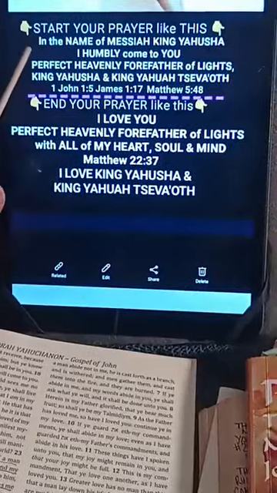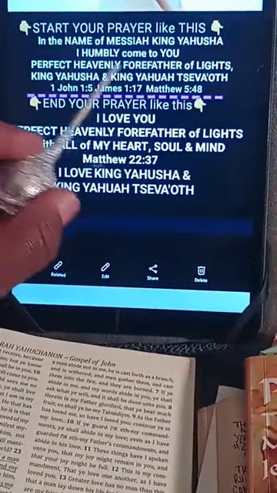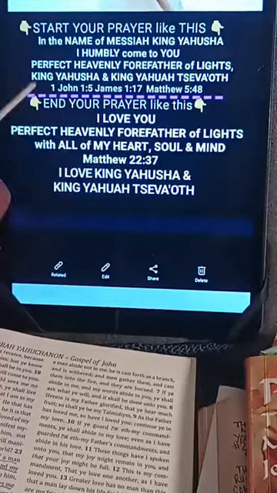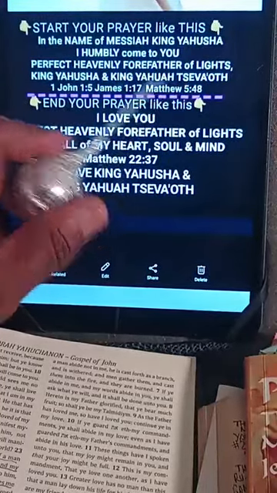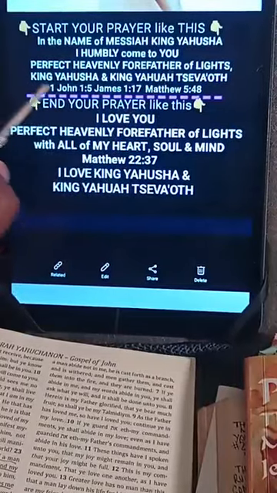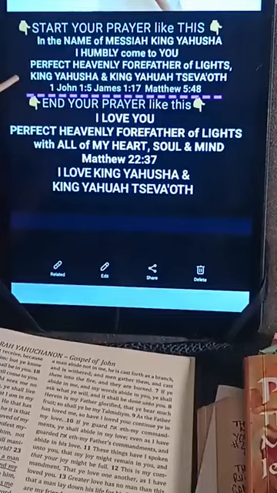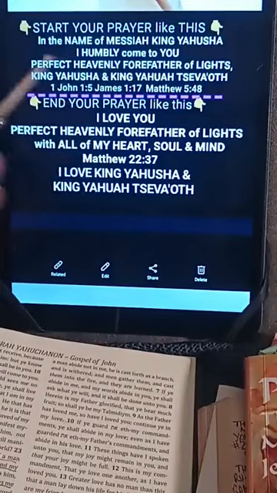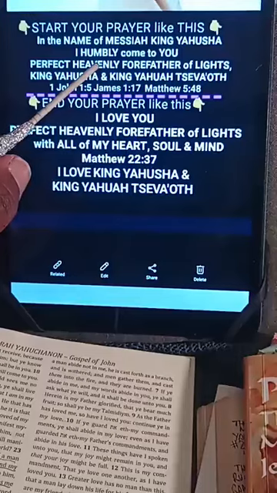You pray to the perfect Heavenly Forefather like this. In the name of Messiah King Yahusha, I humbly come to you, perfect Heavenly Forefather of Lights, in front of King Yahusha and King Yahuwah Sabaoth. So you include them in your prayer, but you're praying to the perfect Heavenly Forefather of Lights. But you want King Yahusha there, and you want King Yahuwah Sabaoth there so that they can protect you with the perfect Heavenly Forefather of Lights. But you're repenting to him and begging for forgiveness to him.